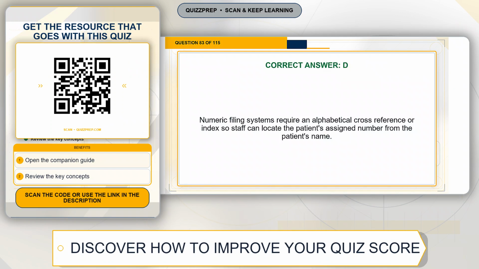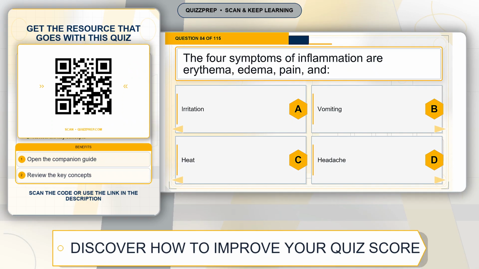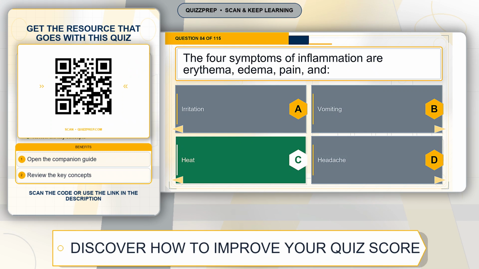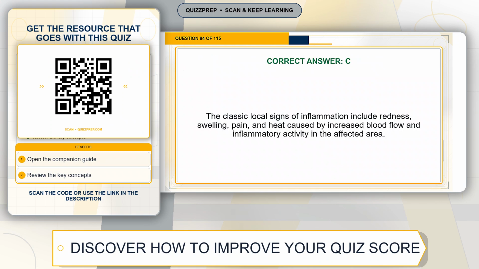Question 84. The 4 symptoms of inflammation are erythema, edema, pain, and: Option A, irritation. Option B, vomiting. Option C, heat. Option D, headache. The correct answer is option C, heat. Explanation. The classic local signs of inflammation include redness, swelling, pain, and heat caused by increased blood flow and inflammatory activity in the affected area.